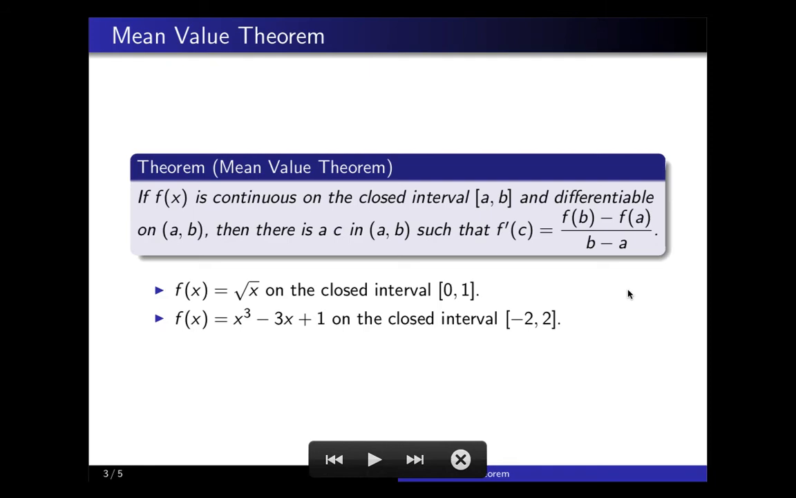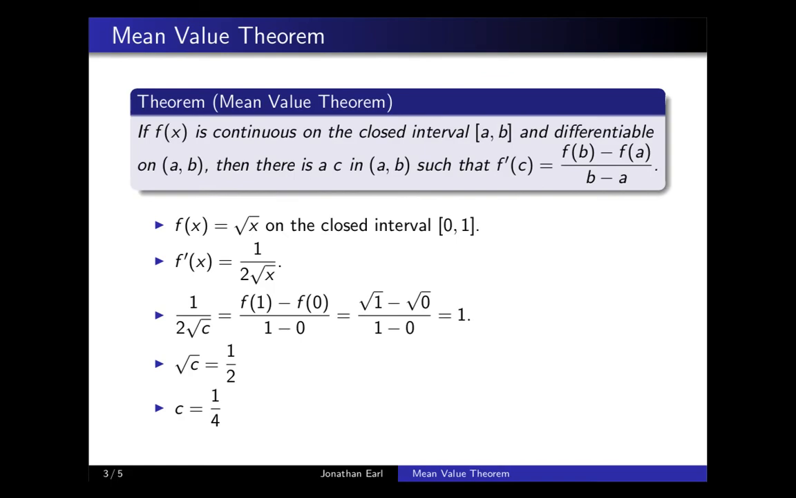Okay, so two examples for this. We're going to find the c value so that the mean value theorem applies for f of x equals the square root of x over the interval 0 to 1, and then we're going to find the c value guaranteed to exist by the mean value theorem over the interval minus 2 to 2 for x cubed minus 3x plus 1.